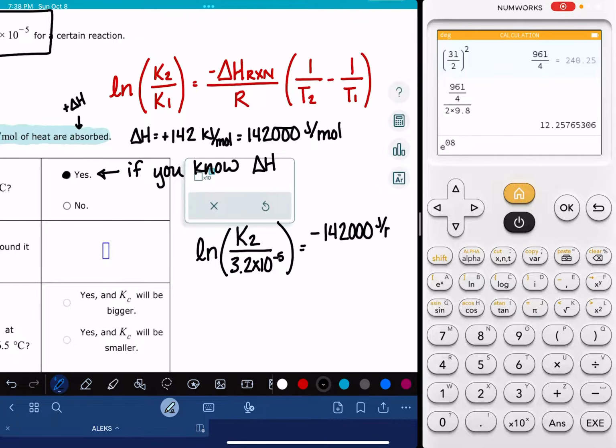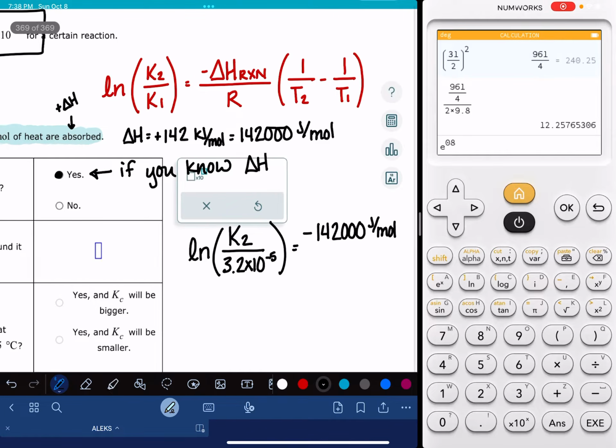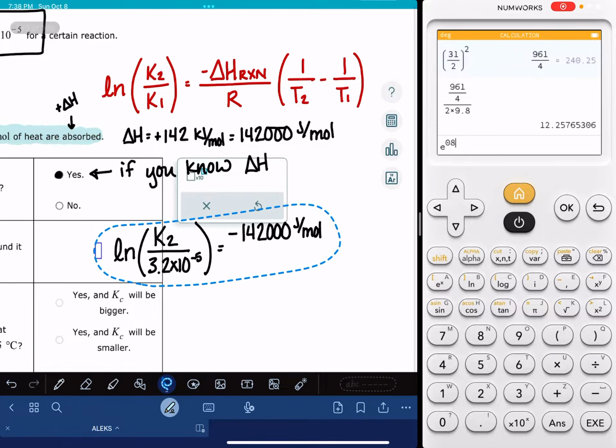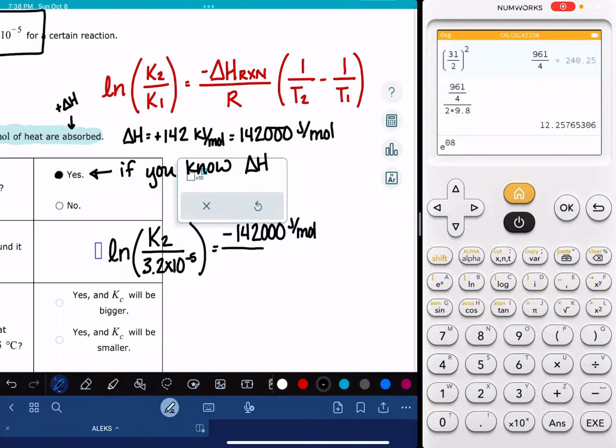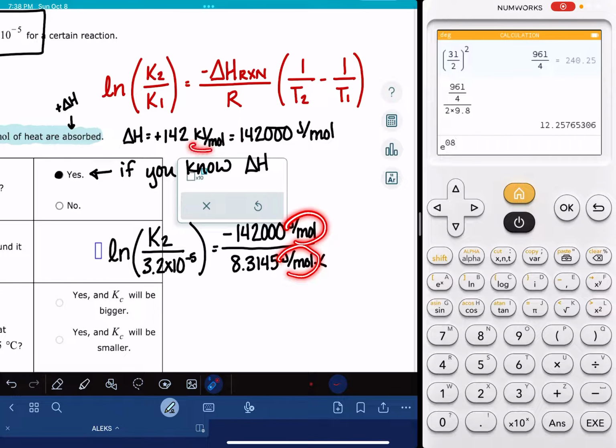142,000 joules per mole, and that is going to be, whoa, I definitely don't have enough room for that. Slide that over. That is going to be over the ideal gas constant, 8.3145 joules per mole Kelvin. The units of the constant are joules per mole. That's why we have to switch the units of delta H.